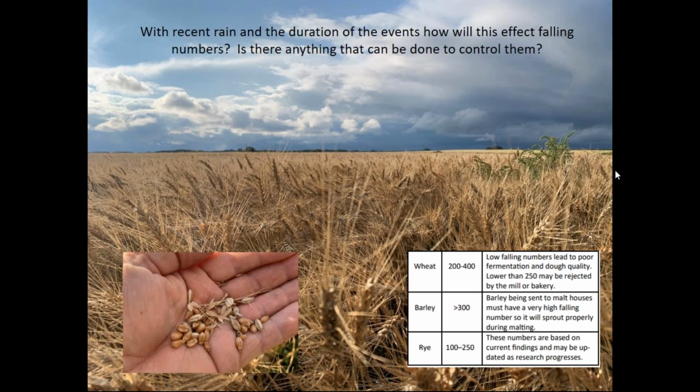And what we're actually measuring is the time in seconds for a stir to fall through a slurry of ground wheat. So the faster the plunger falls, the more alpha amylase is present. So the faster it falls, the lower the number, so the number of seconds that it takes to go through. So a higher falling number means less sprout damage.